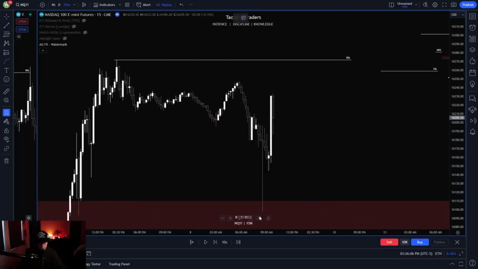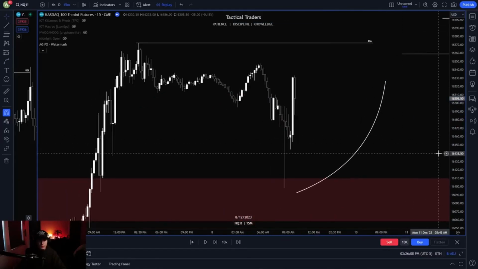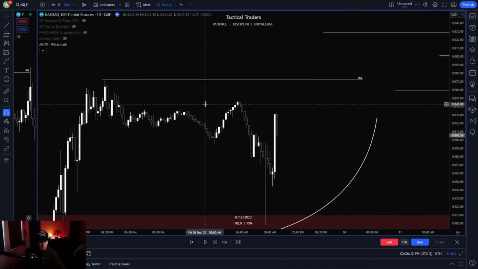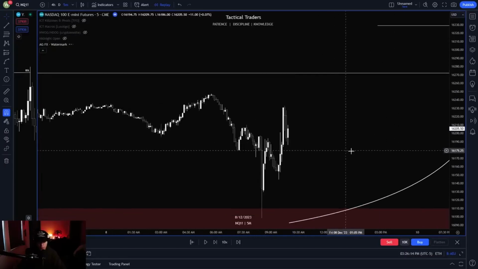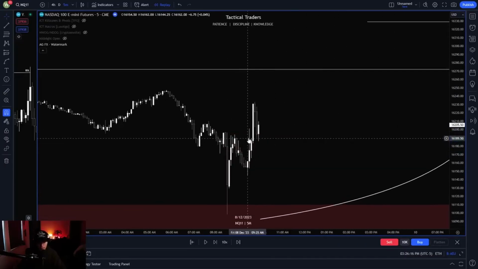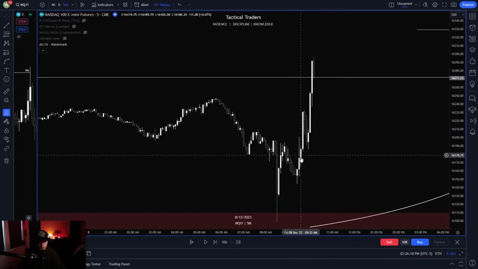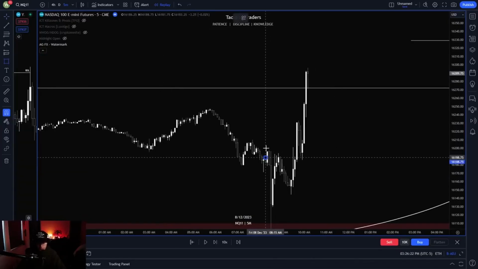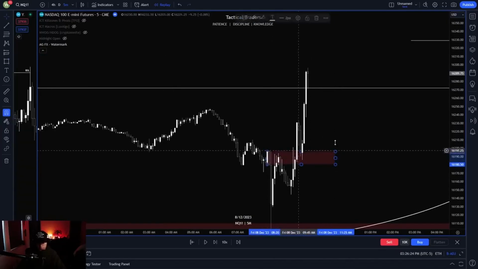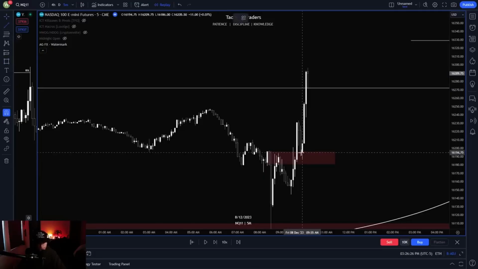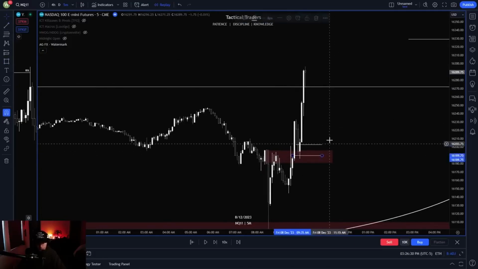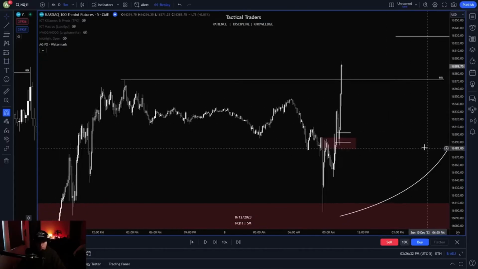Why? The bigger time frame draw is higher. We've rebalanced to the inefficiency. We're getting displacement back to the upside. You can zoom in even more, look for possible entry. We can have a breaker here. We have a fair value gap. What do you think price is going to do here? Run right to buy side. Unicorn entry, fair value gap, breaker. Buy side of the curve.